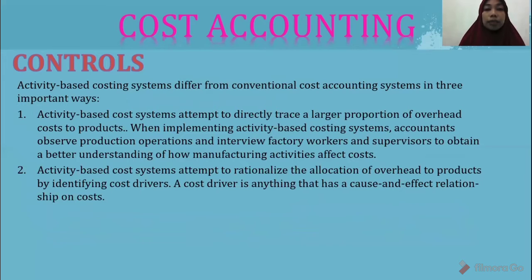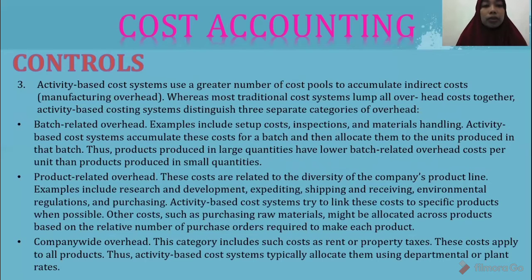Activity-based costing systems differ from conventional cost accounting systems in three important ways. Number one, activity-based cost systems attempt to directly trace a larger proportion of overhead costs to products. Number two, they attempt to rationalize the allocation of overhead to products by identifying cost drivers. The last, they use a greater number of cost pools to accumulate indirect costs.